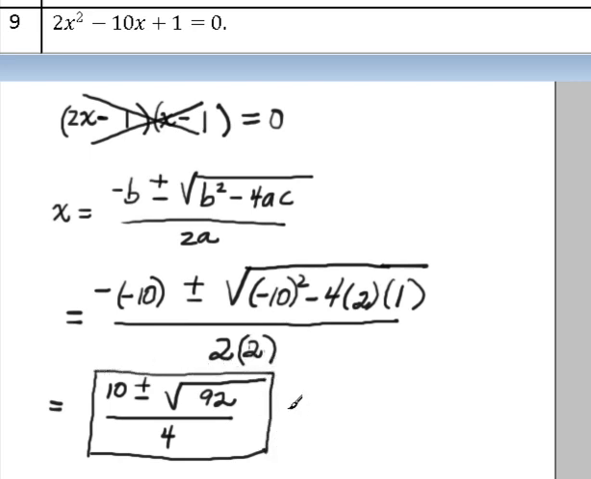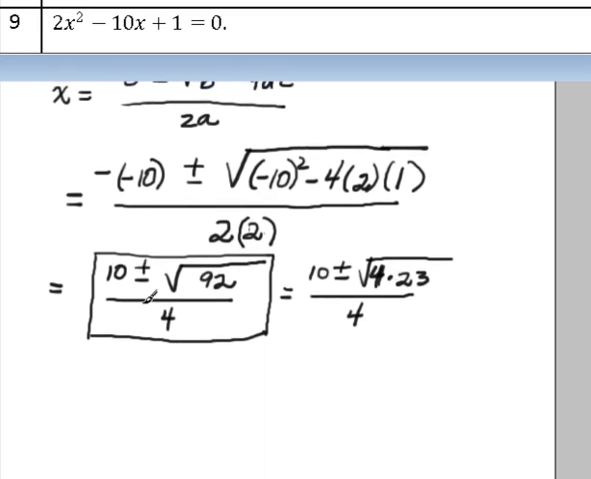Actually, we can reduce this a little bit, so let's do that. 92 is divisible by 4. Okay, so this is 10 plus or minus the square root of 4 times 23 over 4. So this 4 comes out of the radical as a 2. All right, so we have 10 plus or minus 2 times the square root of 23 over 4.